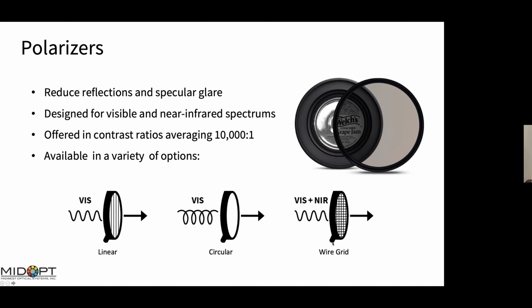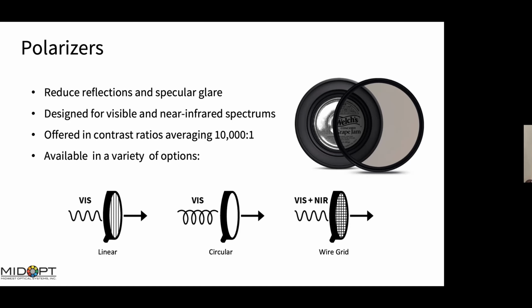And then we have wire grid polarizers. Wire grid polarizers are polarizers that have a microscopic wire grid that's embedded into them. These are the type of polarizers that you would use if the glare that you're seeing was caused by infrared light sources. These visible linear polarizers are really just meant for visible light, and they're made out of an iodine dye that helps to reduce that glare.